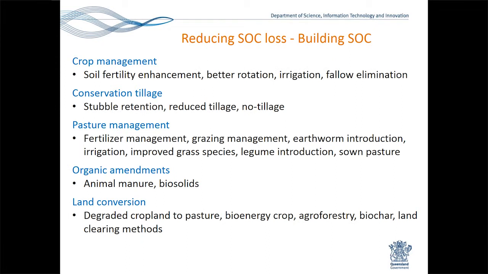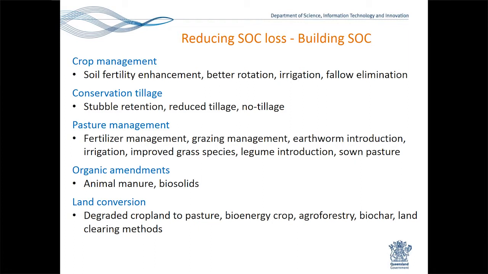But some of the ideas that they were looking at were things like crop management. Could you enhance the fertility of your soil, get better rotations, bring in some irrigation in these systems, or maybe remove some of these fallows? There was a big question of till versus no-till in these soils, stubble retention, some of the pasture managers, better ways to look at fertiliser management, grazing management.